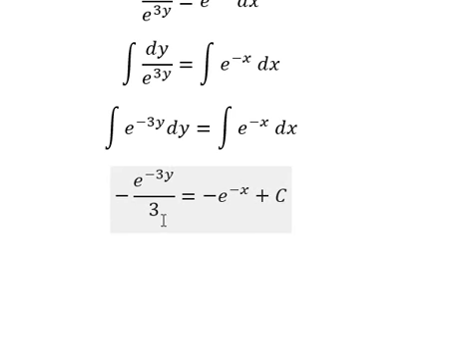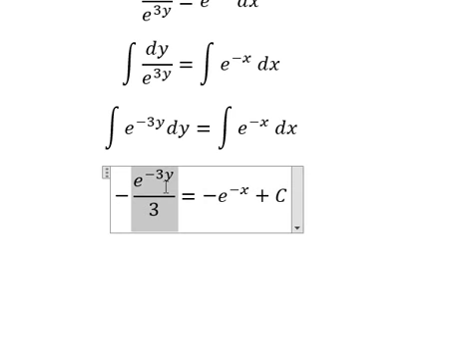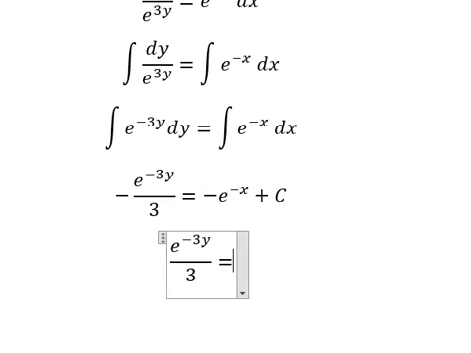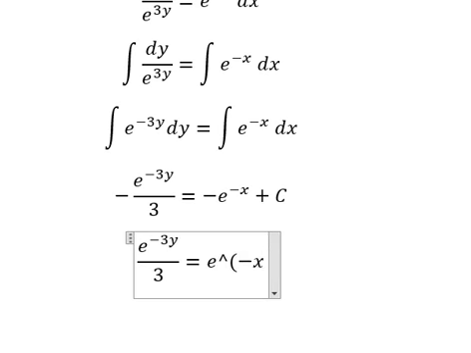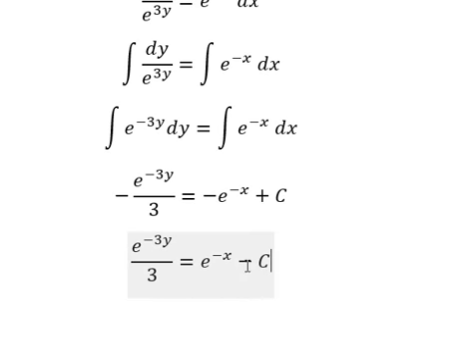Next, we simplify negative. We know that negative c we can put as positive c because the constant can be positive or negative. Next, we can write this way.